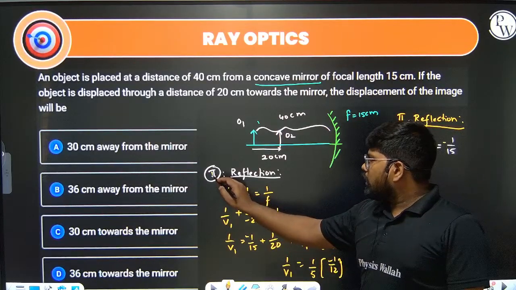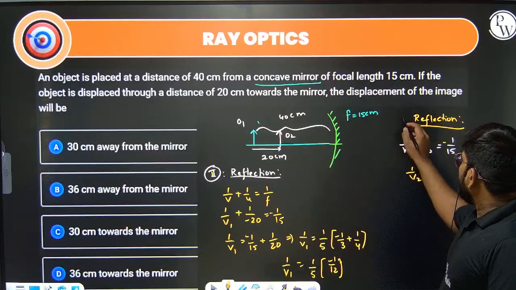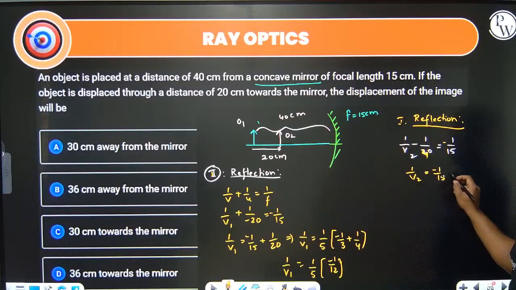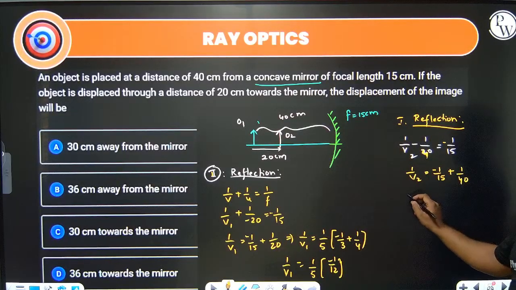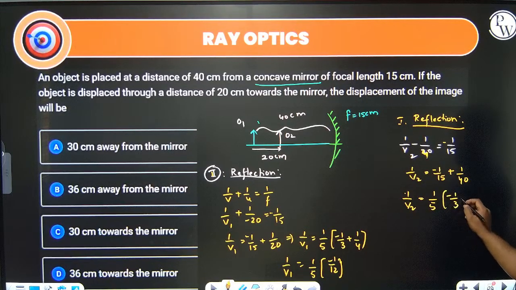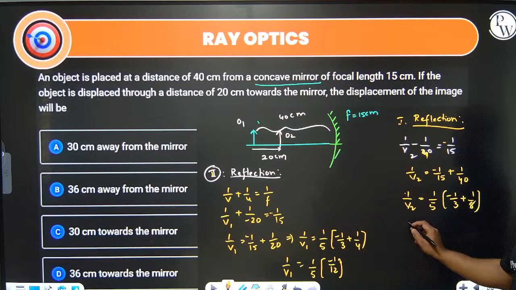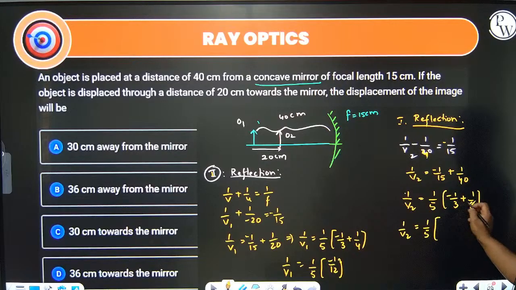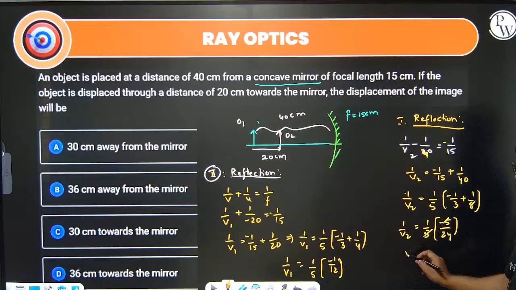so let us say this is the second reflection, and this is the first reflection here. So now the distance is 40 here. What will be coming out? Minus 1 by 15 plus 1 by 40. So again solving for 1 by V2, take 1 by 5 out, minus 1 by 3 plus 1 by 8. Taking some time to solve, minus 8 plus 3 is minus 5 by 24. So 5 got cancelled. The second image is at minus 24 centimeters.